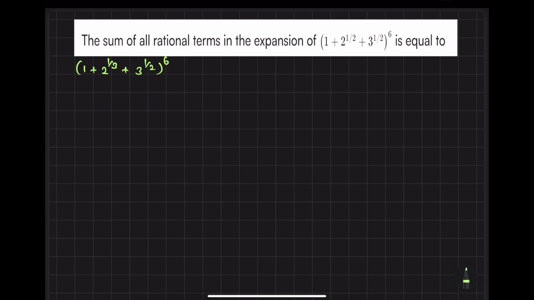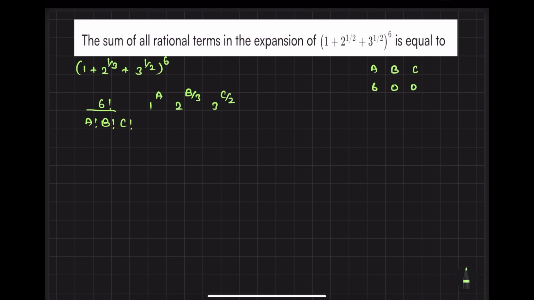So for rational, I'm assuming 6!/(a! b! c!) times 1^a, (2^(1/3))^b, and (3^(1/2))^c. Okay, now look at this. A, B, C. So let's take some values. What I'll do is give the minimum to C, the minimum to B, then we have 6 on A. Okay, this is one of the cases.